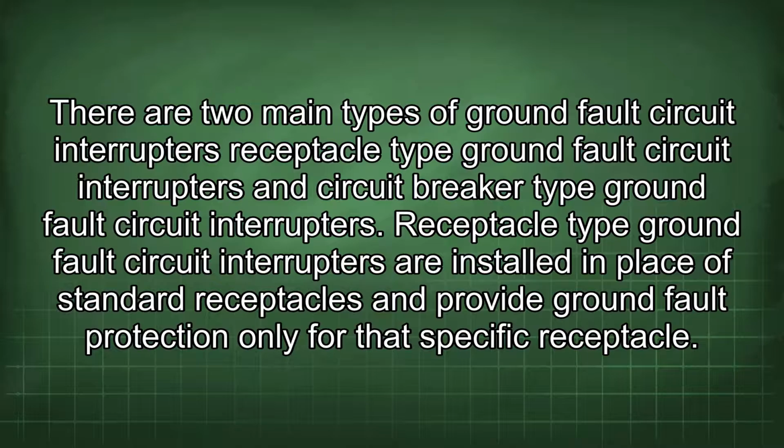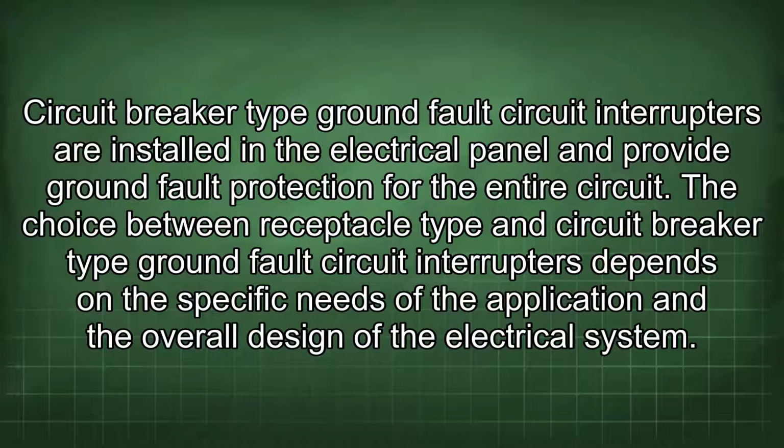Receptacle-type ground fault circuit interrupters are installed in place of standard receptacles and provide ground fault protection only for the specific receptacle. Circuit breaker-type ground fault circuit interrupters are installed in the electrical panel and provide ground fault protection for the entire circuit. The choice between receptacle-type and circuit breaker-type ground fault circuit interrupters depends on the specific needs of the application and the overall design of the electrical system.